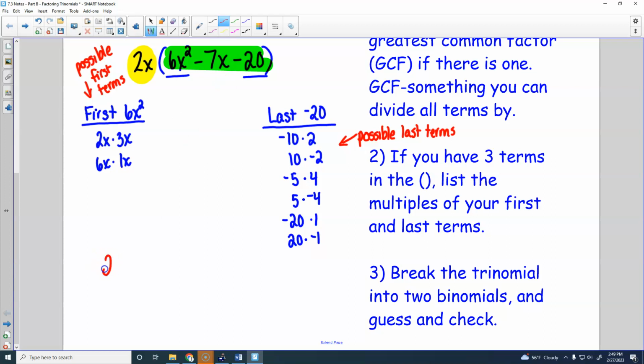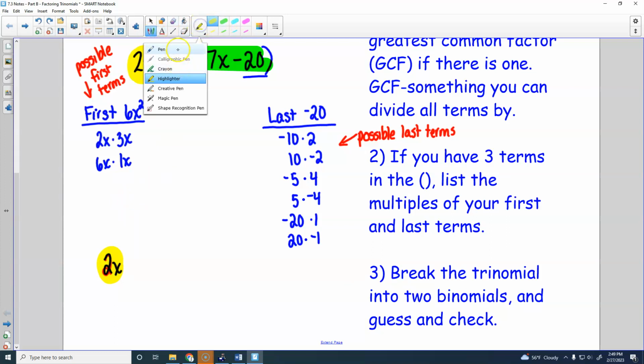So the 2x is going to stay out. Let's switch back to blue. 2x is going to stay out front. This 2x right here that we had here is going to stay right here. Oops, that's supposed to be yellow. All right, we just leave it alone.